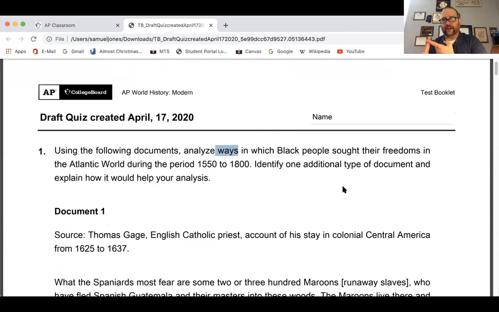And look here, it says analyze ways in which Black people sought their freedoms. You can see in some they ran away, in some they fought for it, right? They fought for it. They weren't granted it, so they had to start revolutions. There's our political group. And the others, you can say some people let them out of their contract, some people had to work it off, and some people had to be released from that contract and emancipated by the whim of their owners. There's your economic group. There's a political and an economic.